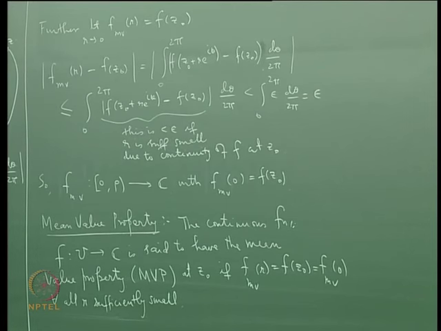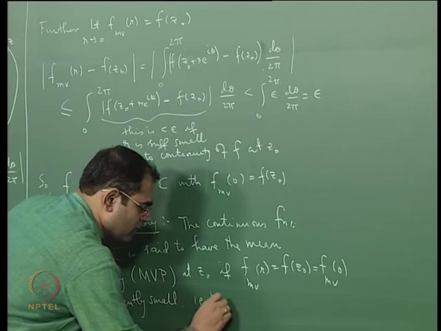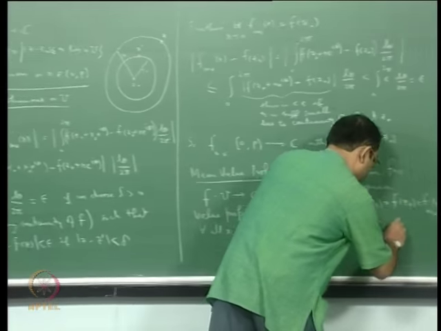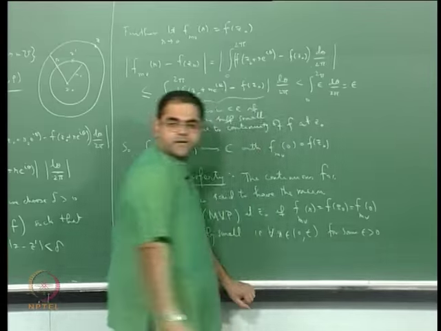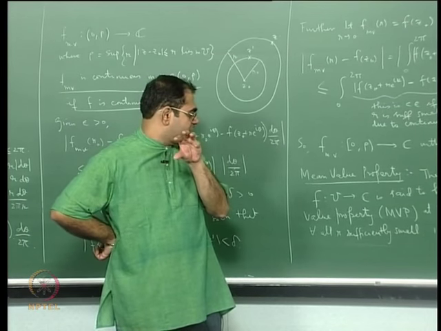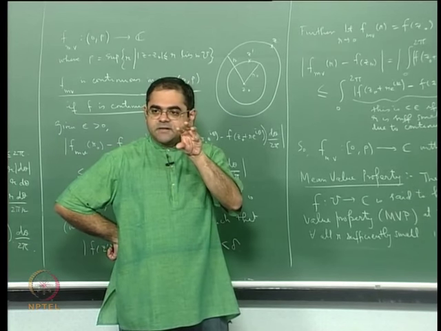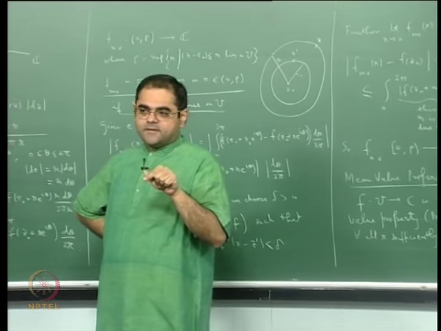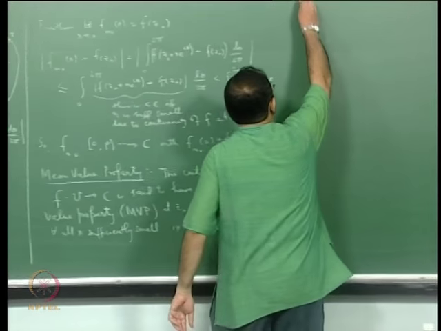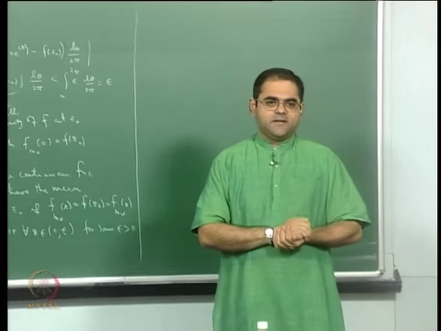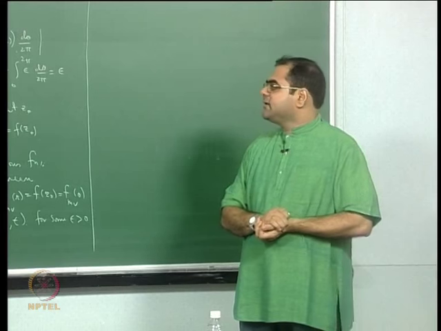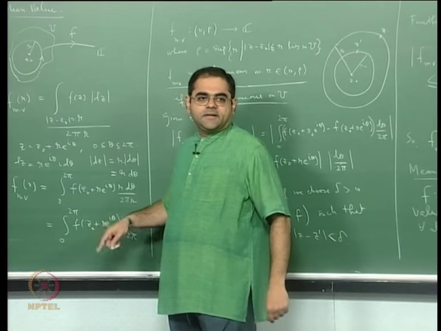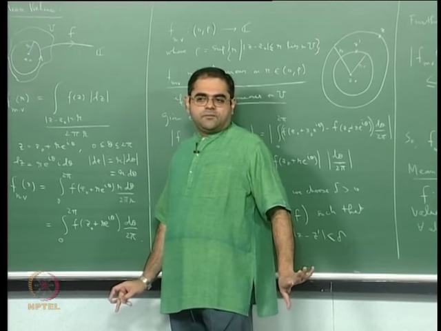That is, for all r belonging to (0, epsilon), for some epsilon greater than 0. In other words, a continuous complex valued function has the mean value property at a point if, when you take sufficiently small circles surrounding that point and take the mean value of the function, you get exactly the value of the function at the center. This is the mean value property. It's a kind of integral condition, because the mean value is defined by an integral, and the integral of a continuous function always exists, so it's very easy to define.